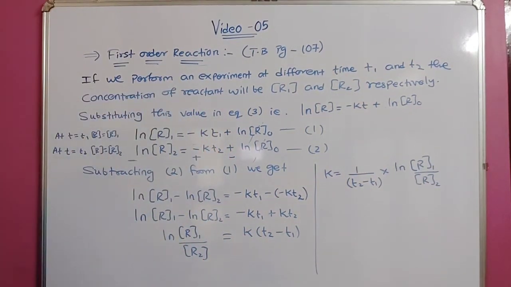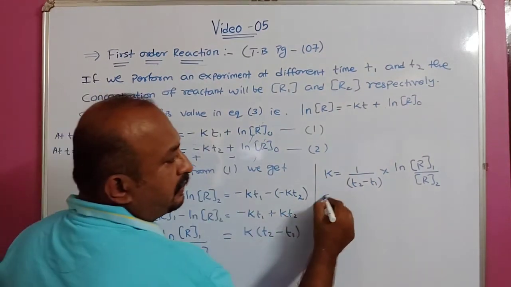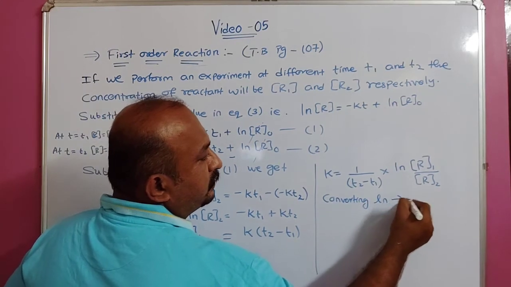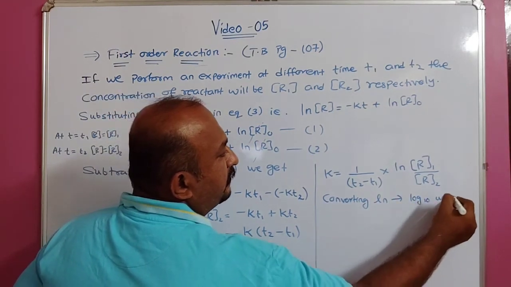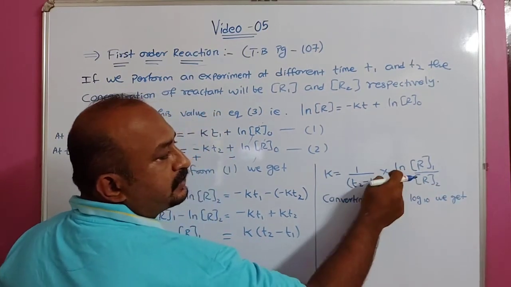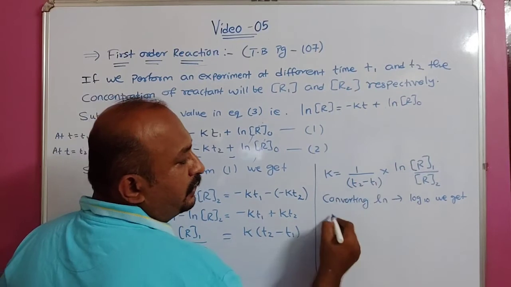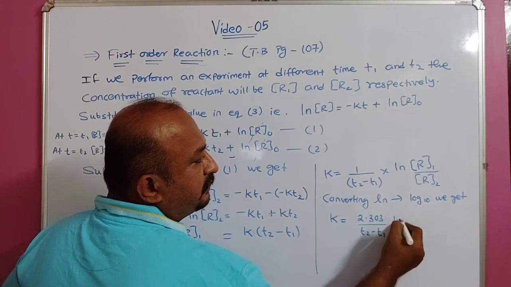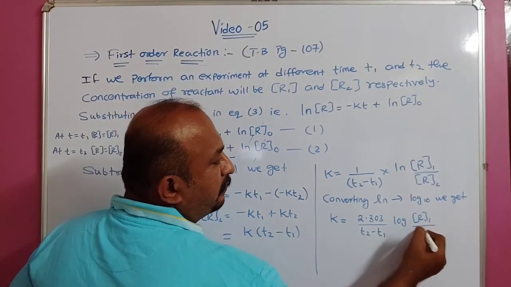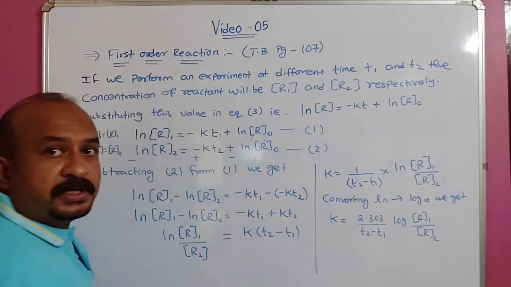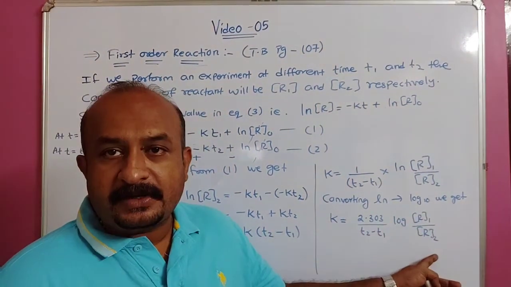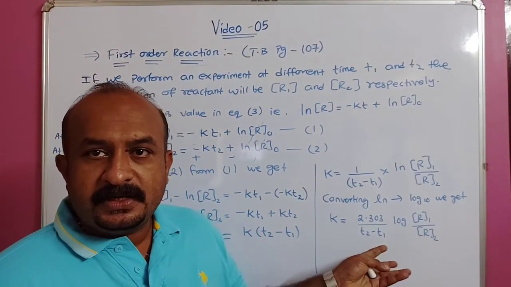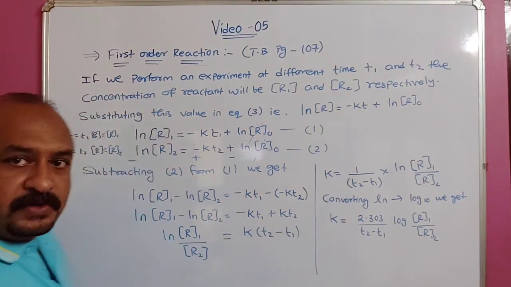Understood? Now suppose we convert the natural logarithm to the log to the base 10. What do we get? Instead of ln it will be 2.303 log. So K will be equal to 2.303 upon T2 minus T1 log R1 upon R2. Now in your book it is given as R0 upon R. Understood? You can convert this, or I think this one is better to understand. Is it clear? So this was about the different conditions.